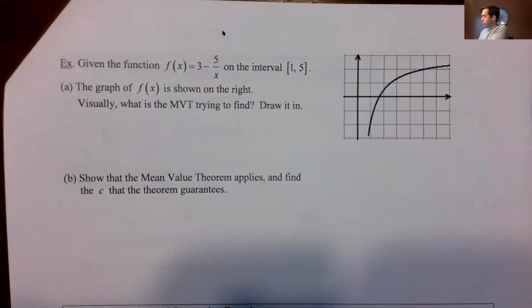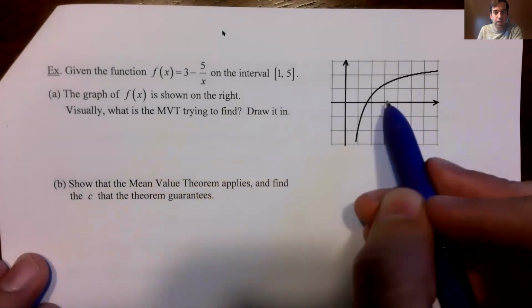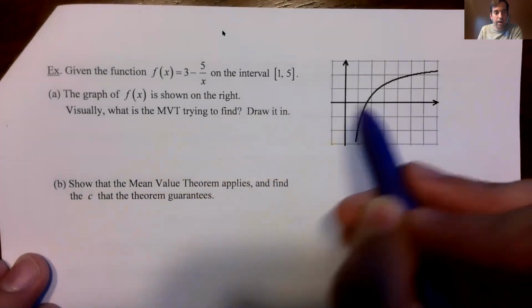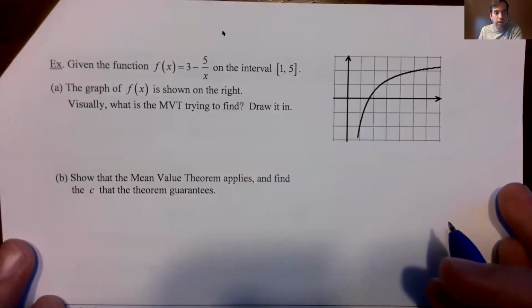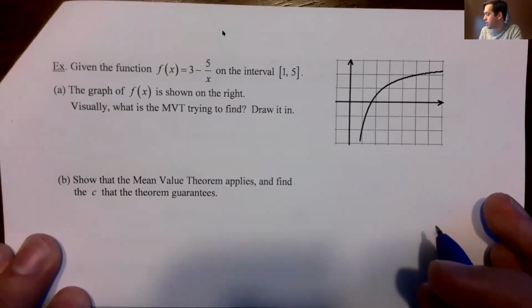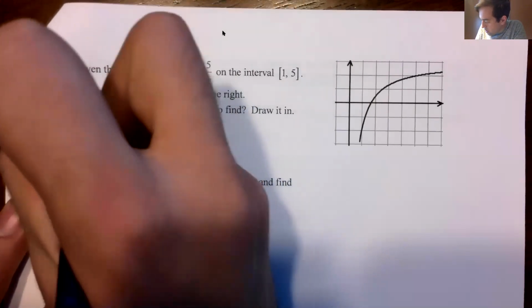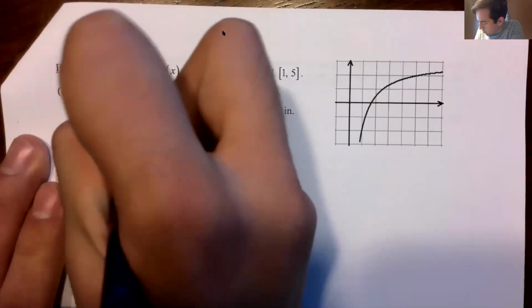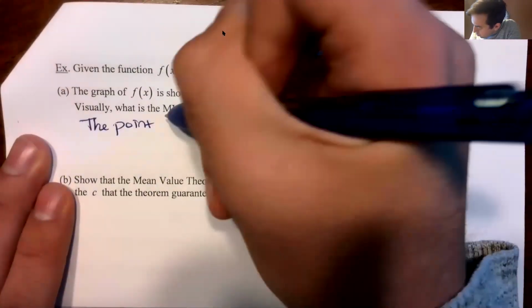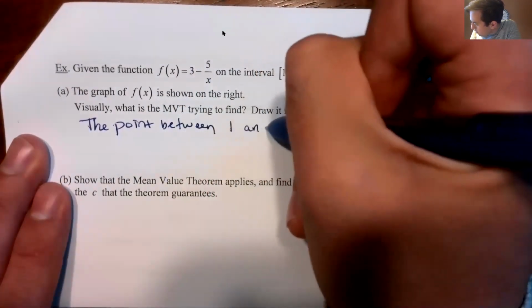Given the function f of x equals 3 minus 5 over x on the interval 1 to 5. The graph of f of x is shown on the right. Visually, what is the mean value theorem trying to find? So mean value theorem, we know, is looking for the point between 1 and 5 that has the average slope.